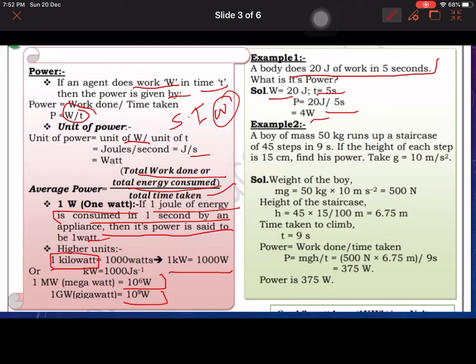A boy of mass 50 kg runs up a stairs of 45 steps in 9 seconds. If the height of each step is 15 cm, find its power. Take g as 10. So the weight of the body you have to find out. Weight is 50 into 10, that is 500 Newton. Height is 45 into 15 upon 100, that is 6.75 m. Time to climb is 9. So mgh upon t, we have taken the potential energy upon time. It will come out to be 375 watts.